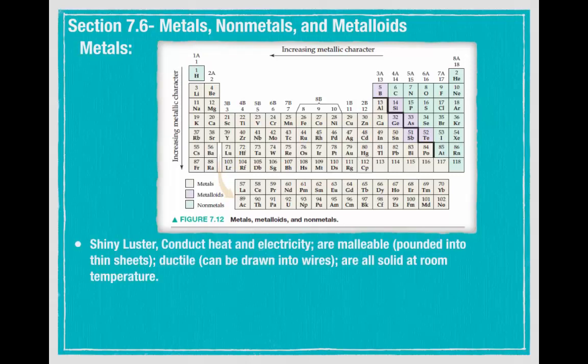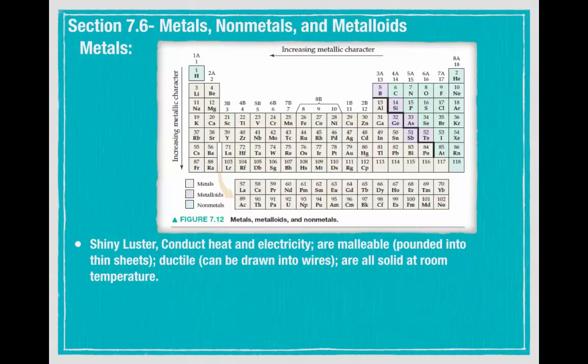A couple of characteristics of metals include the fact that they have a shiny luster, meaning they're shiny. They conduct heat and electricity. Think about the fact that if you put a metal fork into a socket, you'll get electrocuted, while a plastic one you won't. They conduct heat, so with your pots and pans, if you actually touch the metal part of the pot, it is extremely hot, while the insulated part you can touch.